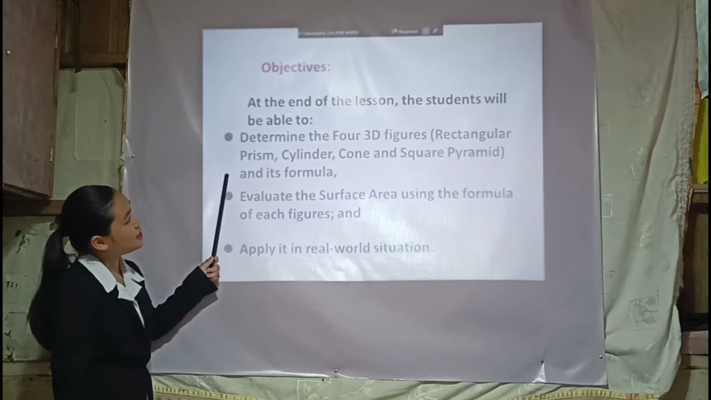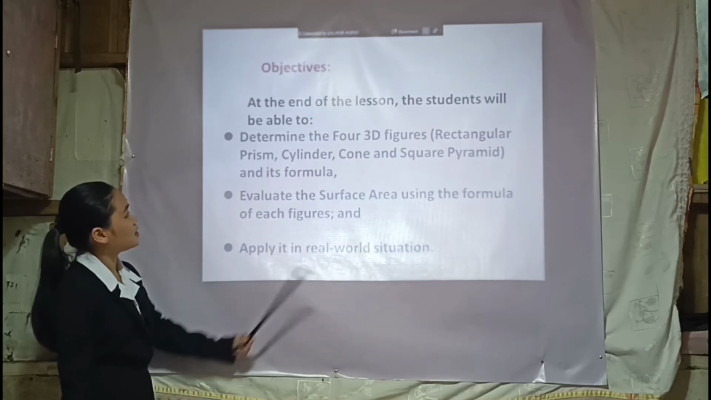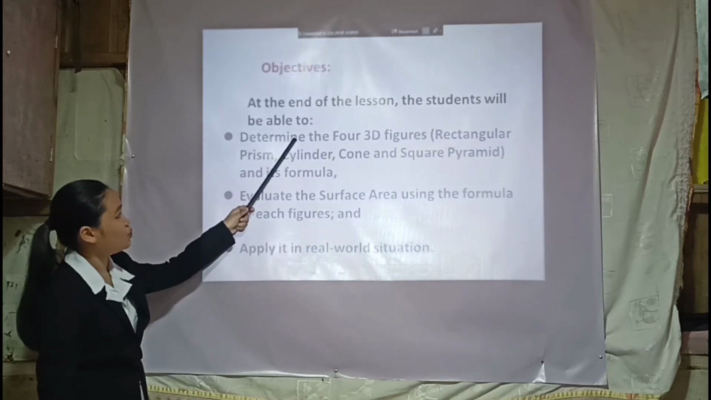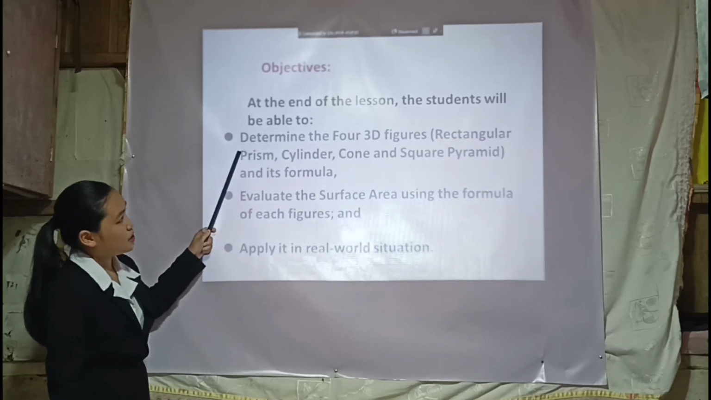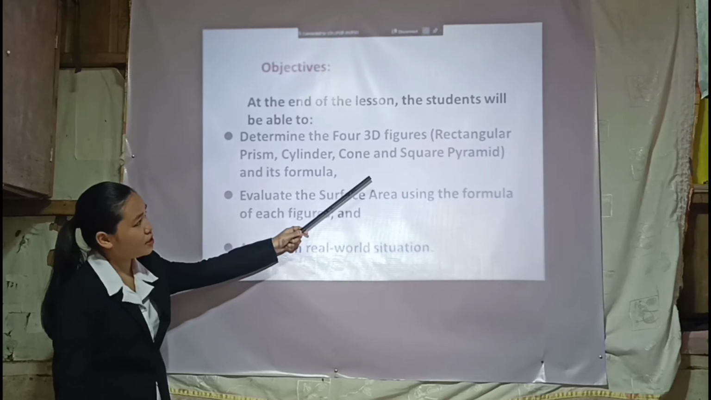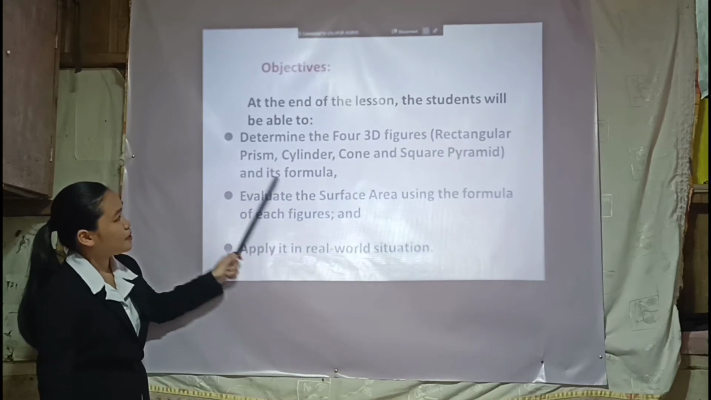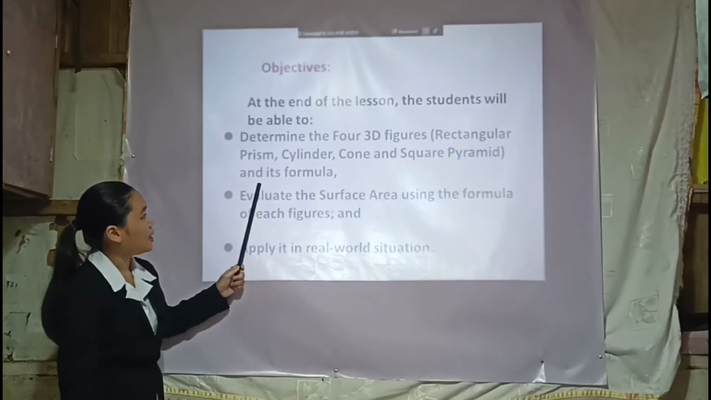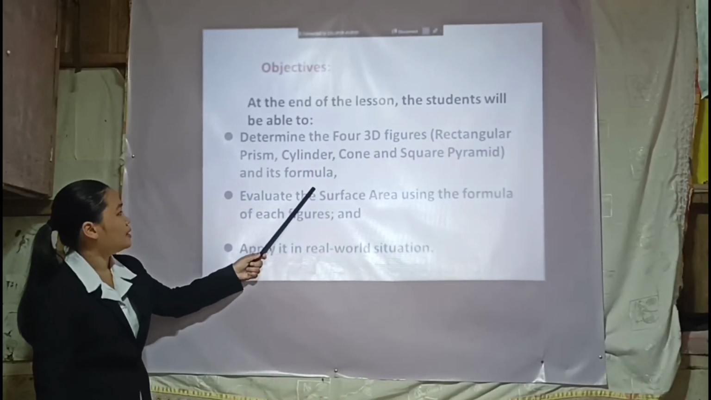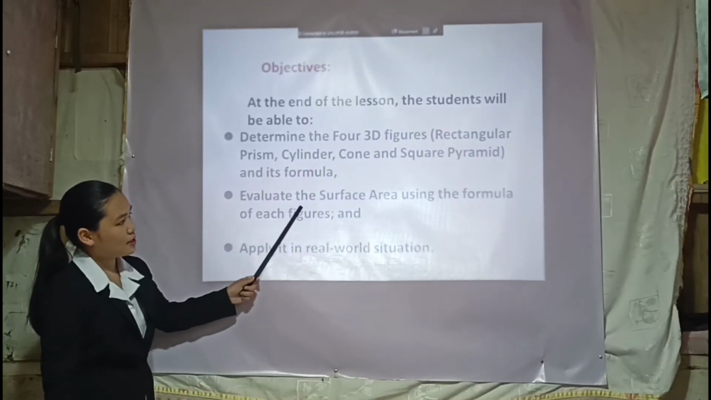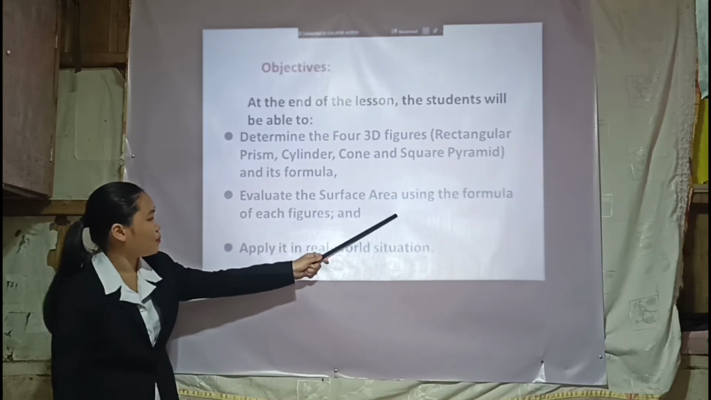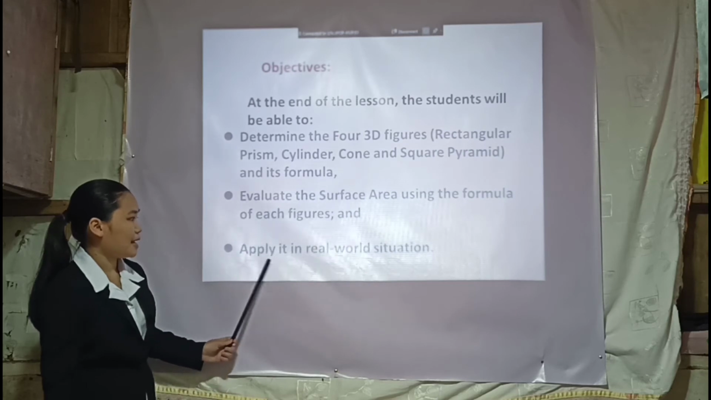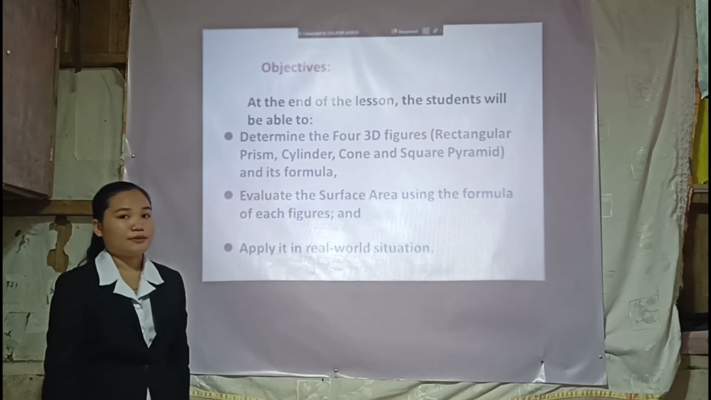First, these are the objectives for this lesson. At the end of the lesson, the students will be able to determine the four 3D figures: rectangular prism, cylinder, cone, and square pyramid, and their formulas. Next, evaluate the surface area using the formula of each figure. And the last, apply it in real-world situations.